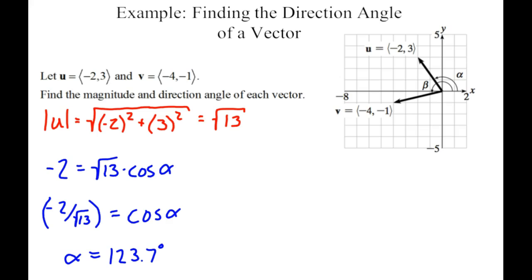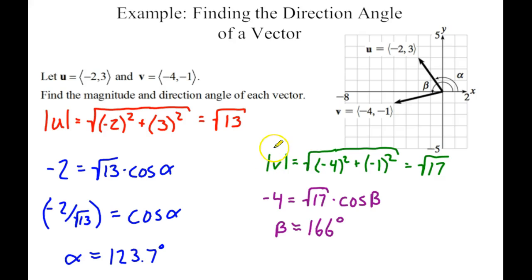So now we have to use vector v. First, we need to find the magnitude of vector v, and then use that magnitude so that we can find the direction angle for that vector. The magnitude of vector v is equal to the square root of negative 4 squared plus negative 1 squared, which simplifies to radical 17. Using the same process as last time, we set the first component of our vector, which is negative 4, equal to our magnitude times the cosine of our angle beta.